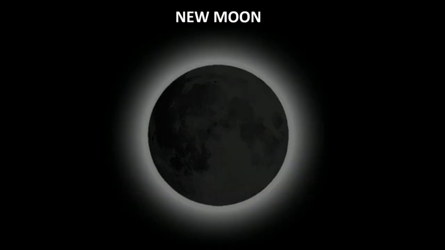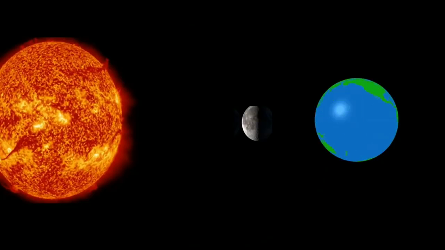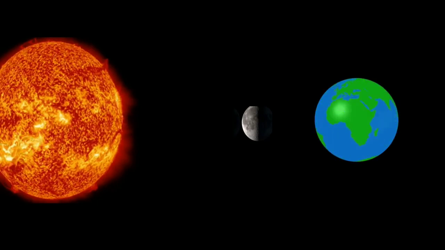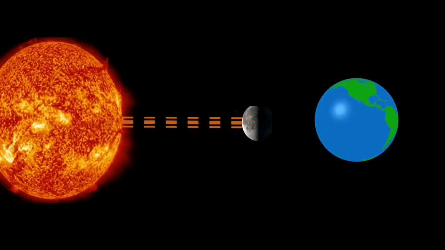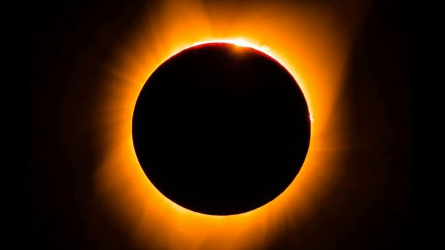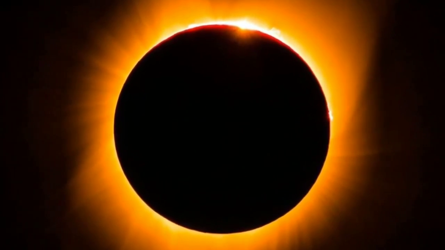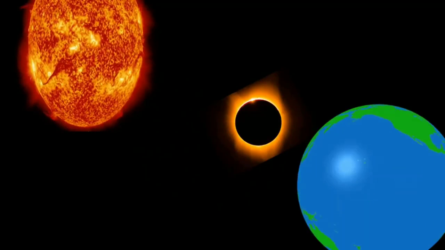New moon. The moon is between the Earth and the Sun. The part of the new moon that faces the Sun gets the sunlight. A new moon cannot normally be seen from Earth, since only the dark side of the moon faces Earth at this point.